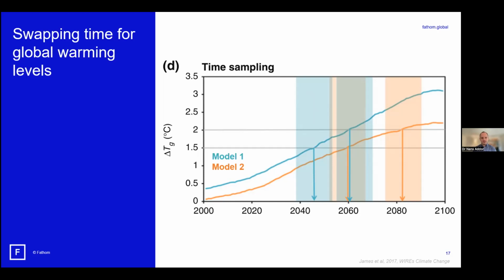Next slide, please. Another way to look at changes is to swap time for global warming levels. This is just an example to illustrate what it's all about. We have two models, model 1 in blue and model 2 in orange. You can see the temperature that they simulate, and you can see that they warm up at different rates. Model 1 warms up quicker than model 2. If you look at when they cross the 2-degree line, you see that for model 1, it's around 2060. And for model 2, it's not until 2083 or something like this.